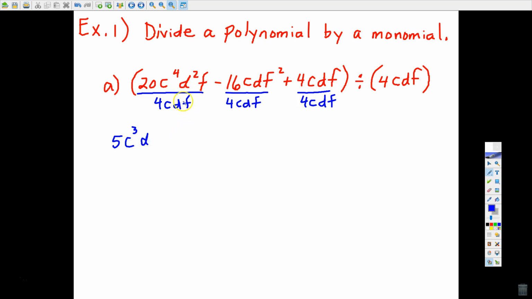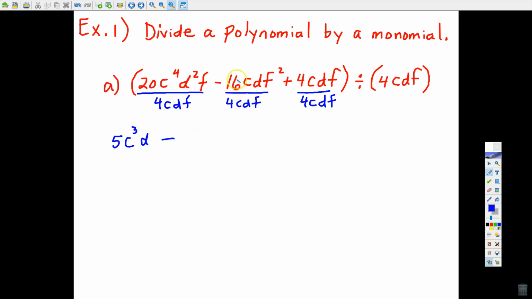Same property involved here. D to the second divided by d to the first is d to the first. F to the first divided by f to the first, that's like f to the 0. And remember, anything to the 0 power is just 1. So there's no need to write a factor of 1. Or in other words, we would say that the f's would cancel.